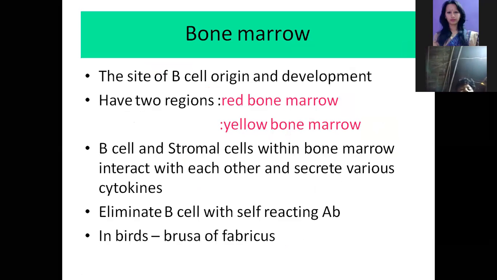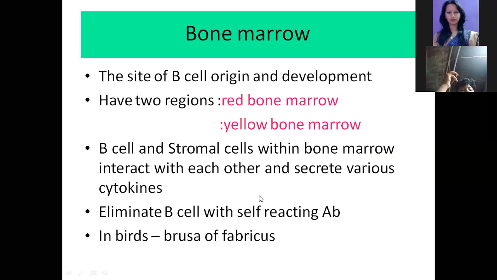Now let's see about the bone. The bone has got two regions. One is the red bone marrow, another one is the yellow bone marrow. Now, B cells and stromal cells within the bone marrow interact with each other and secrete various cytokines. They eliminate B cells with self-reacting antibody, and in birds these are known as the bursa of Fabricius.